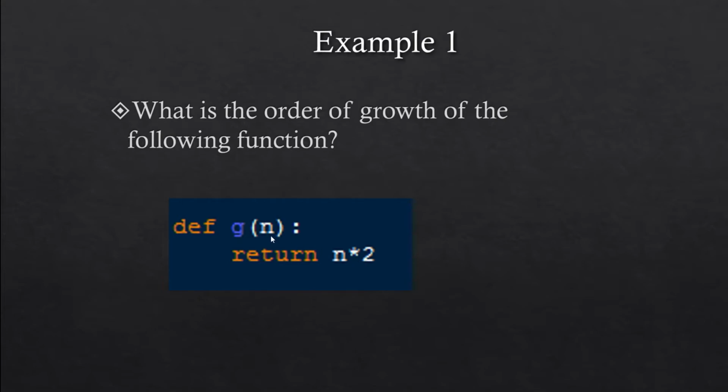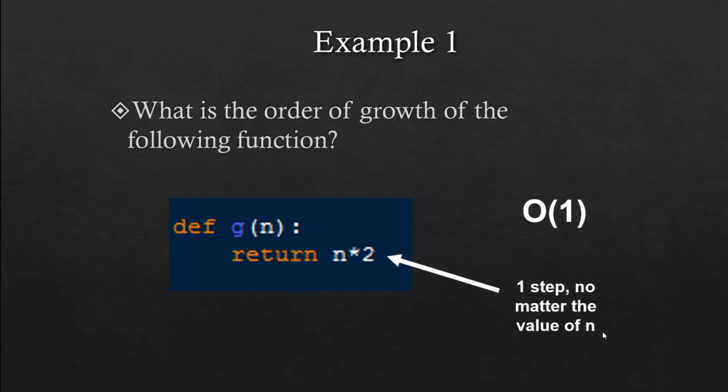You sub n as 10, sub n as 1000, you just square it. Alright, so this is just one step, no matter the value of n. So in this case, your big O notation is O(1). Capital O then 1. Basically, no matter what value of n you put inside, your function will just be one step.